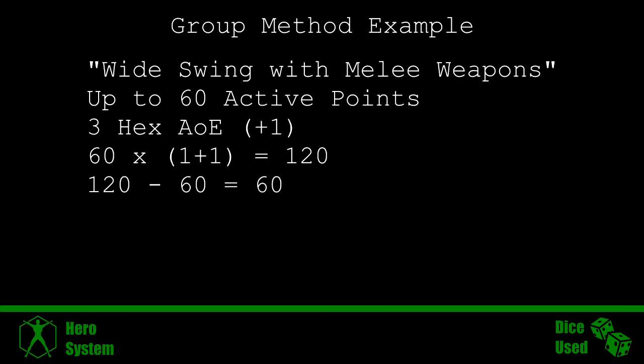It's a wide swing with melee weapons that have up to 60 active points. It's a 3-hex area of effect on either side of a front-facing target. This gives us 60 points, 2 points of advantages, for a total of 120. We subtract the 60 that would apply to, and it would thus cost 60 points to have this.